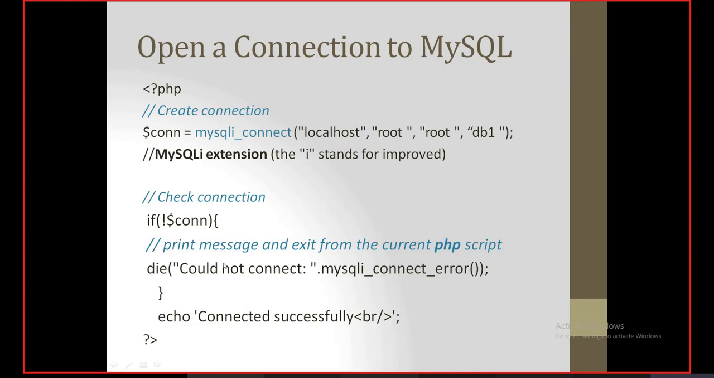So it will print the message whichever is provided as argument to the die method, and it will exit from the script. Okay. So what we are doing, we are printing the connection error message by calling the mysqli_connect_error function inside the die function. And we are printing a connection error message, whatever the default connection error message is there. Okay. Everything, the connectivity part, has been done in the PHP script.